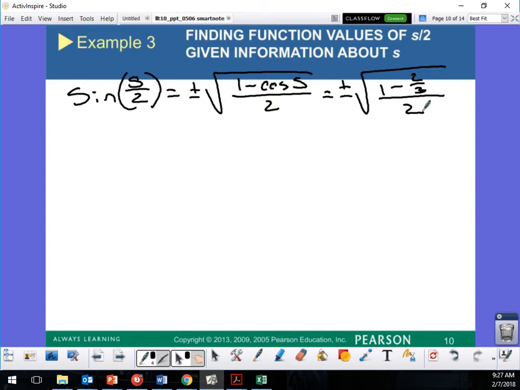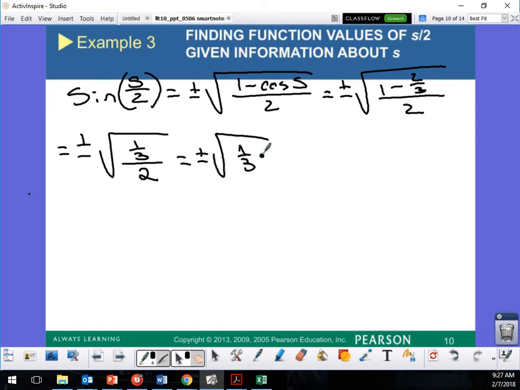Now this time I'm going to combine the numerator first before I mess with the denominator. So for the numerator, is this 3 over 3? Yeah. Okay, 3 over 3 minus 2 over 3 is 1 over 3, very good. So I'm going to have equals plus or minus the square root of 1 over 3 divided by 2, so times 1 over 2. Equals plus or minus the square root of 1 over 3 times the reciprocal, which is 1 over 2.